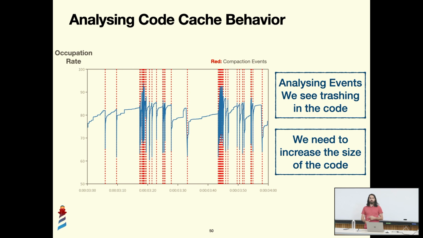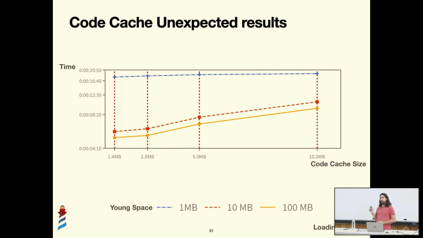So we are putting a lot of effort on compiling code for nothing and discarding code again. So then we started testing different configurations and see, OK, what happens if I make this code cache bigger? From the default of 1 megabyte, to 1.5 megabytes, and we tested different configurations up to 10 megabytes.